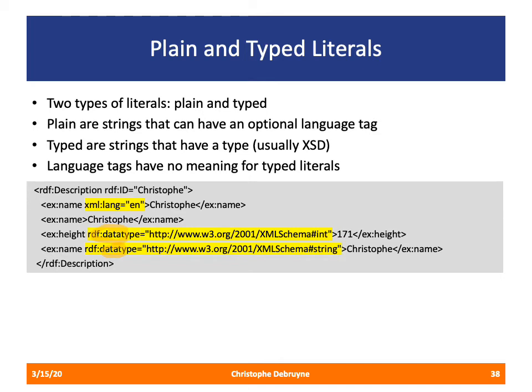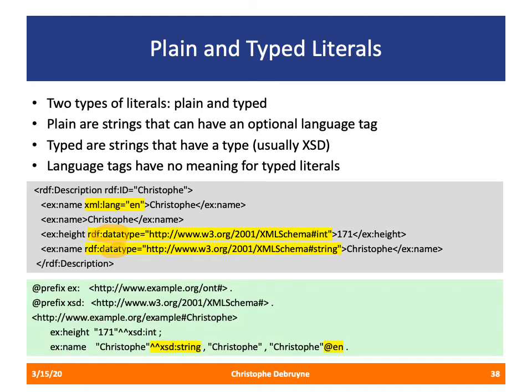Here's the equivalent RDF document in Turtle. Here you can see I use the XSD namespace, and you see the syntax used to annotate literals with data types and language tags. For a data type, we use two carets next to a string to denote its data type. So here we have the height being an integer with the value 171. And here we have all the names.